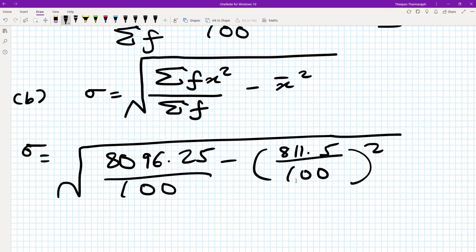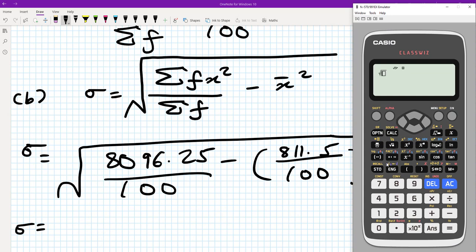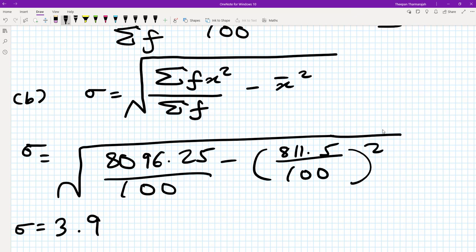All squared. So if we type that into our calculator, we will get our standard deviation. So let's type it in. It's the square root of 8096.25 over 100, close brackets, minus the mean squared, which is 811.5 over 100, close brackets, squared, and that gives me the corresponding value of 3.89. So I'm going to round it to one decimal place, which is 3.9. So we get approximately 3.9.